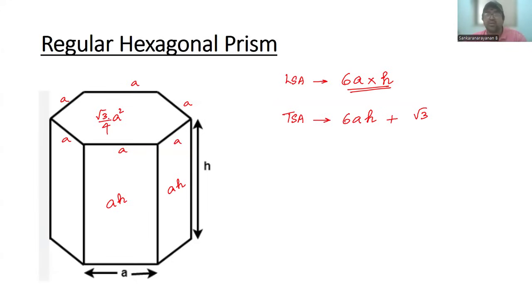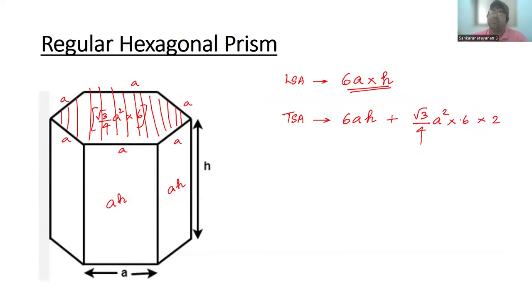That is part of this regular hexagon. Multiply by 6, and you will get the total area associated with this top portion. Root 3 by 4 A square into 6 it will come. Okay, that is on the top. And also the bottom, we can see the same thing, root 3 by 4 A square into 6. So in total, the total surface area will be root 3 by 4 A square into 6 into 2. Why into 2? Because on the top and also on the bottom. So this will fetch you the total surface area.